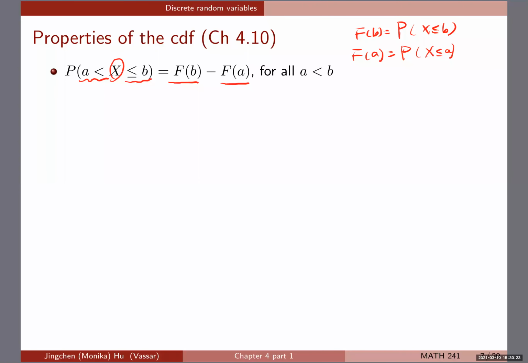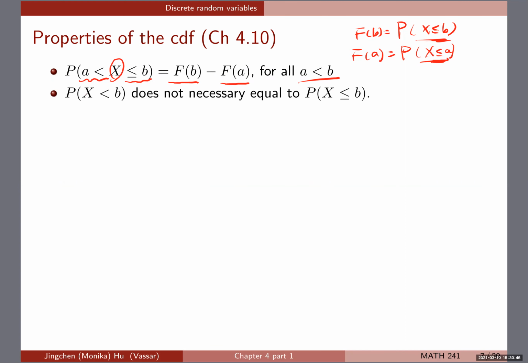So if I take the difference between the two, I'm getting the probability of the range of X between those two. But in particular, we're excluding the lower bound and including the upper bound. So for any A smaller than B, this result holds. So keep in mind, sometimes this can be really handy.